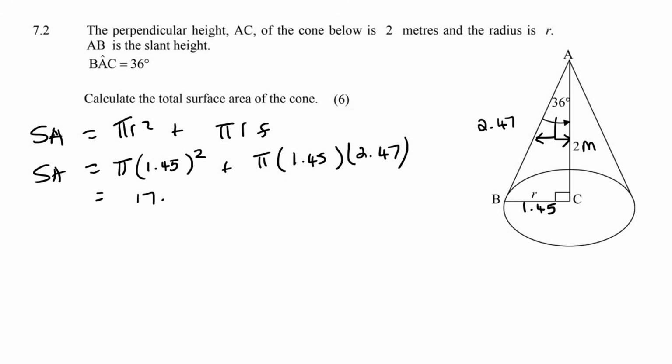17.86 centimeters. Whoopsie, just joking, meters squared. Now, if you used Pythagoras, you might have gotten a slightly different answer. So you are allowed to get anywhere between 17.86 up to 17.92.